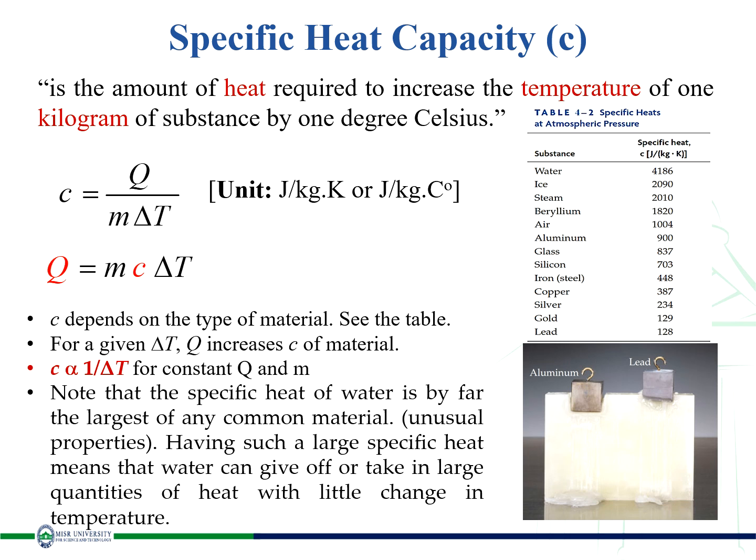Bullet point, c is proportional to 1 divided by delta T for constant Q and m. Let's think about this inverse relationship. If I give the same amount of heat, Q, to the same mass, m, of two different materials, the one with the smaller specific heat, c, will experience a larger change in temperature, delta T.